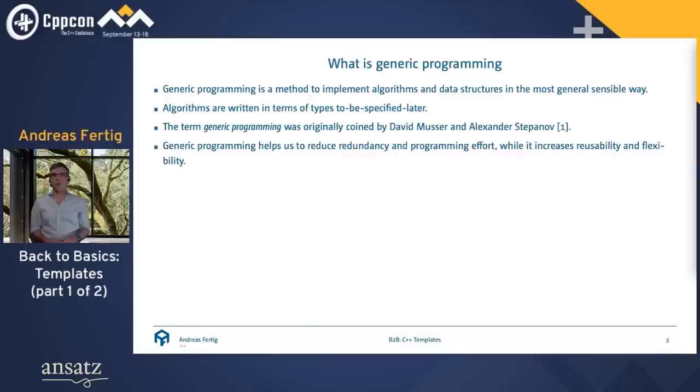And generic programming in general helps us to reduce redundancy, and with that, programming effort, simply because we have to write an algorithm only once, because the types are flexible and we can reuse it for a set of types which come with the same requirements or the same properties. So this gives us more flexibility. And of course, if we happen to catch a bug there, we have to fix that bug only once. So that's another really nice thing.